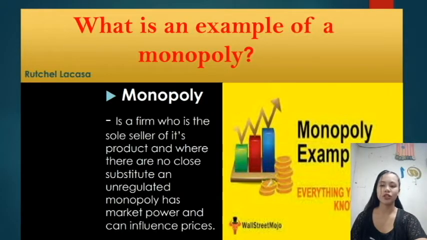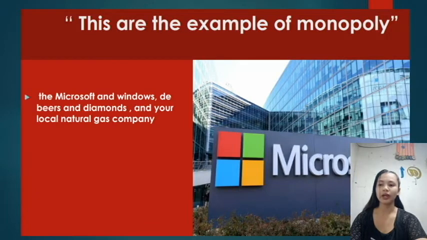Monopoly is the situation of a market in which there is a single seller of a product, where there are no close substitutes. An unregulated monopoly has market power and can influence prices. And there are examples of monopoly. The examples of monopoly are the railways, Luxottica, Microsoft, Airbnb, Google, patents, AT&T, and Facebook.